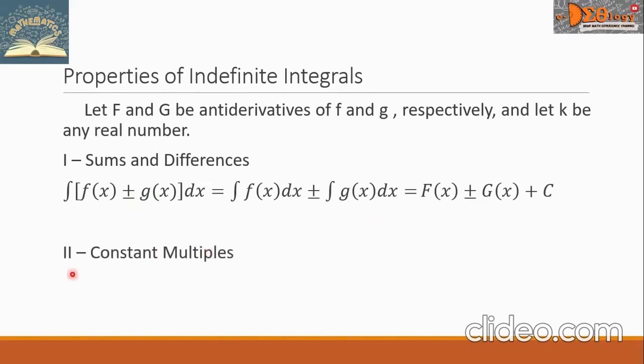Second property is about constant multiples. The integral of k f of x dx. This is equal to k, which is moved out from the integral, so we have k times the integral of f of x dx. And then we can simplify this into k times capital F of x plus c.